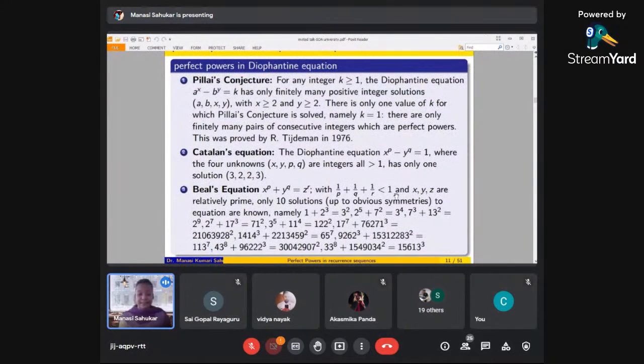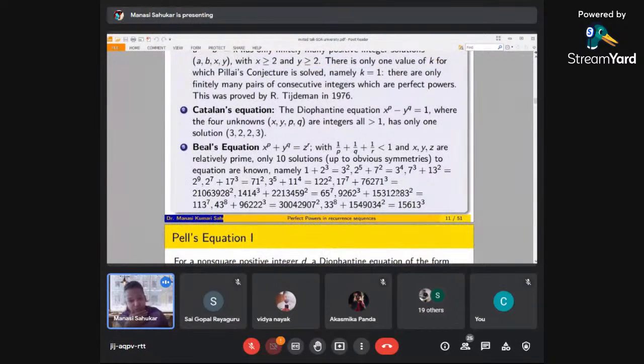I have given the 10 solutions here, like 1 plus 2^q is equal to 3 square, 2 to the power 5 plus 7 square is equal to 3, 4. You have exactly 10 solutions for this problem.